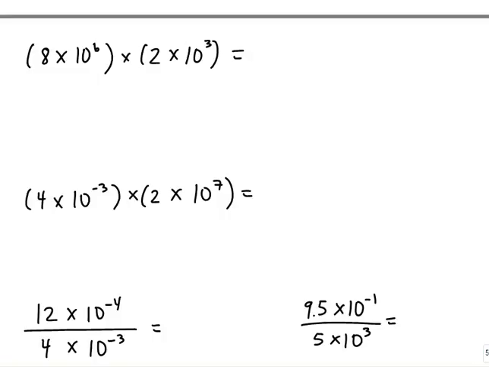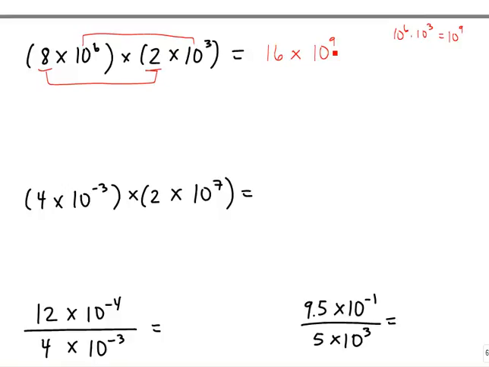That's a lot of work, so we're going to use a shortcut. We're going to do the 8 times the 2, so the coefficient times the coefficient. 8 times 2 is 16. Then we're going to take the power of 10 times the power of 10, and that's going to get multiplied by our 16. Now remember, if you have 10 to the 6th times 10 to the 3rd, those 10s have the same base. So what do we get to do with the exponents when you multiply the bases together? Remember, you add. So 6 plus 3 makes this 10 to the 9th.